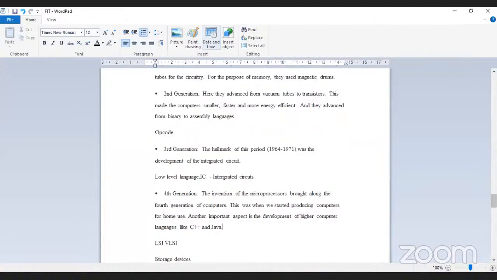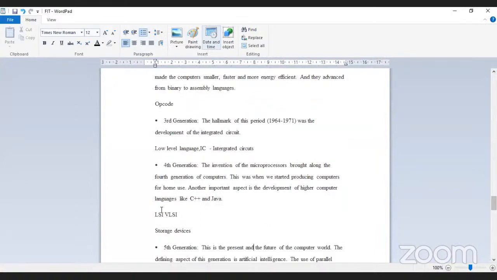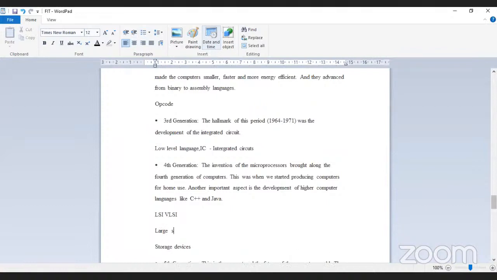Next, in the fourth generation, they used LSI. LSI means large scale integrated circuits. VLSI means very large scale integrated circuits. These are there in the fourth generation.